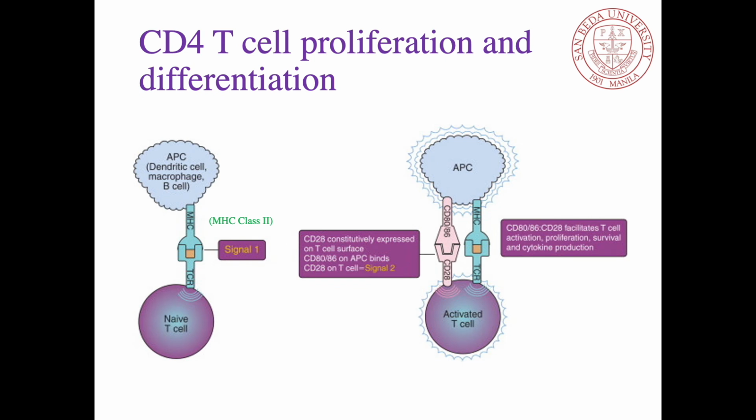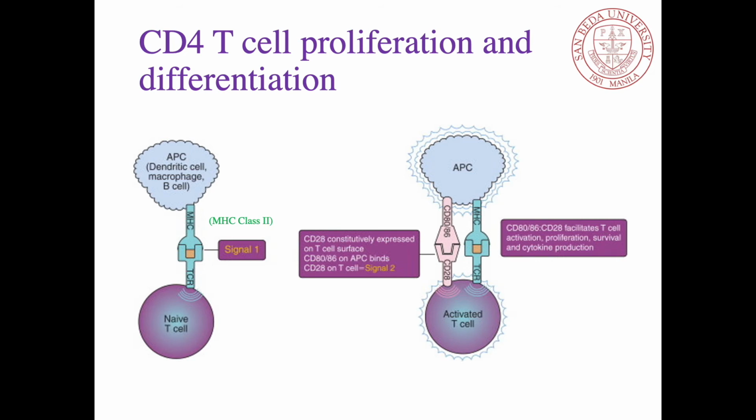Now recall that your mature T cells will be your CD4 and CD8 cells. Let me now segue into the topic on cell proliferation and differentiation of these mature T cells. So let's first look at proliferation and differentiation of CD4 T cells. Basically, this involves something called T cell co-stimulation. You initially have a naive T cell, and you have an antigen presenting cell that presents the antigen to the naive T cell via its MHC class 2 complex.